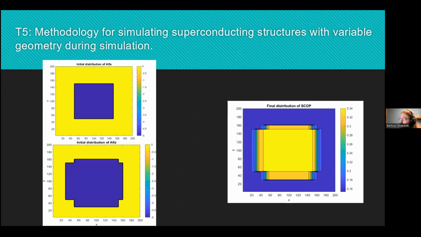Next is the methodology of simulating superconducting structures with a variable geometry during the simulation, as it is presented on the slide, which is of great importance in the description of superconducting complex structures, starting from the solutions obtained for simple superconducting structures.